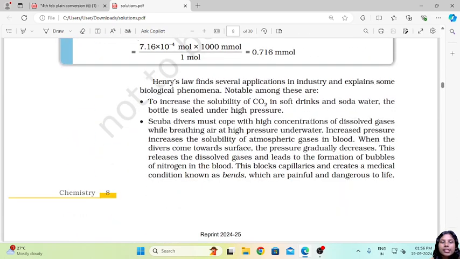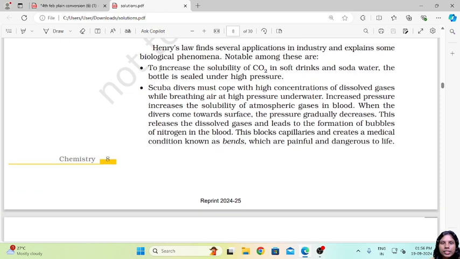Now, this Henry's law has found several applications in industries, and it explains some biological phenomena. One of them is what we do to increase the solubility of carbon dioxide in soft drinks. We know that our carbonated drinks have carbon dioxide gas present, and the soda water bottle is sealed under high pressure. That is why when you open it, it opens with a very loud sound of gas being released, because it is stored compressed under high pressure.